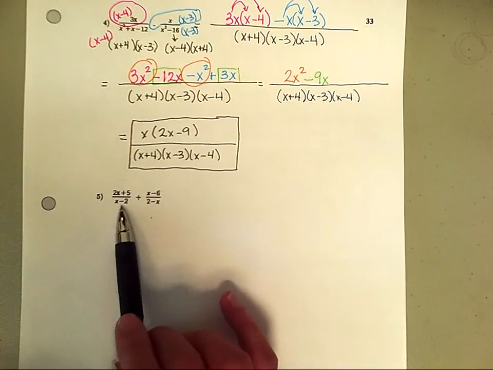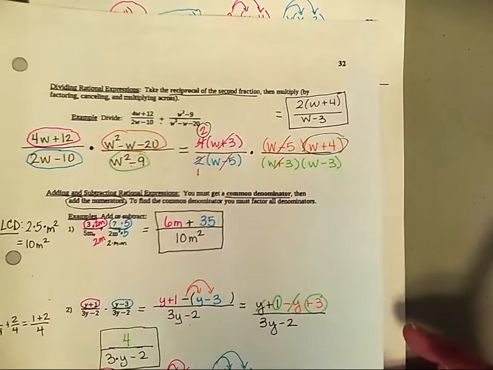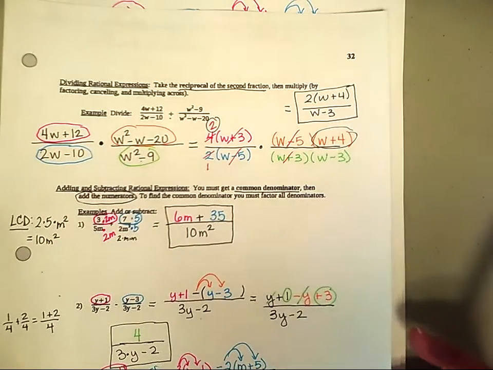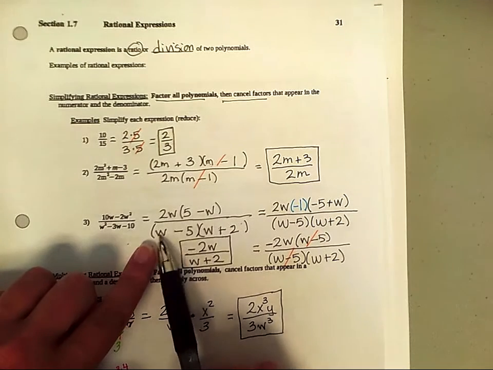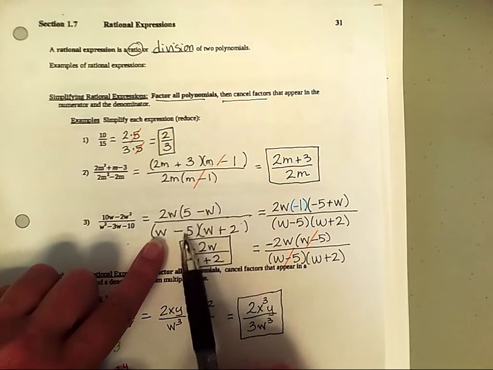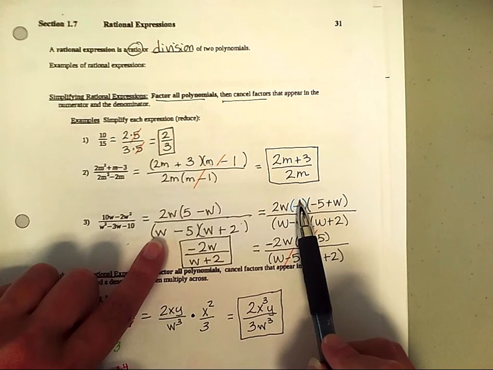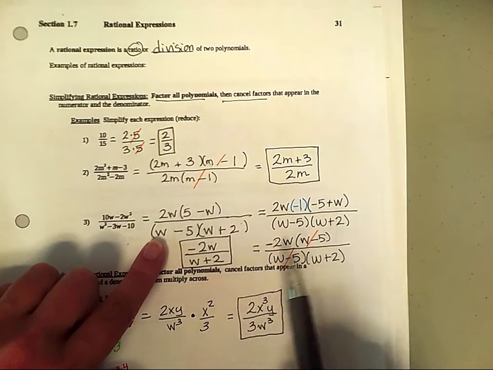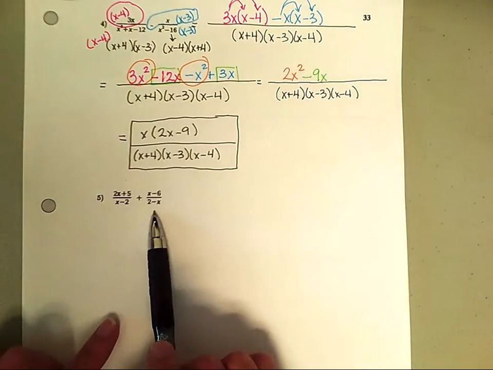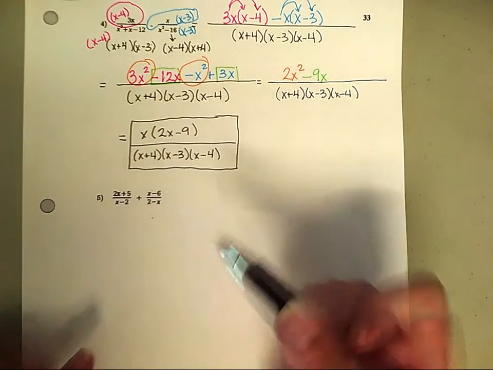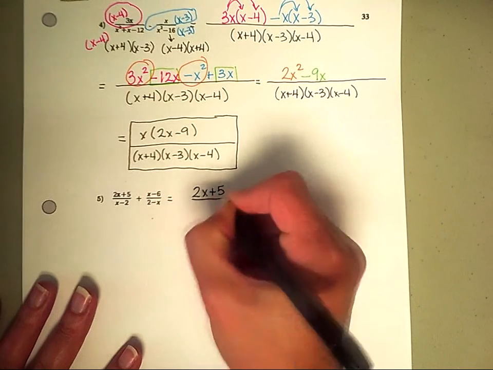Now in number 5, we face the same problem that we faced earlier. Here, where we had 5 minus w and w minus 5, we saw that these were not the same, but that we could make them to be the same by factoring a negative 1 from 5 minus w, and then they would cancel. So the same problem happens here. It's not that we have the same denominator. We have the opposite. So let me just copy this.